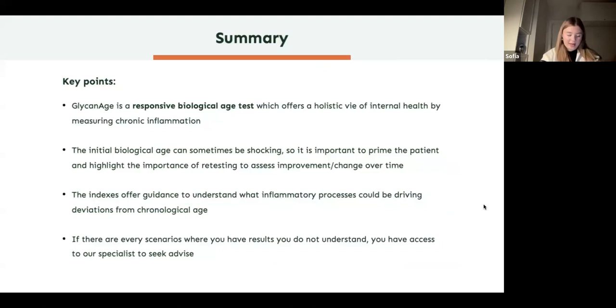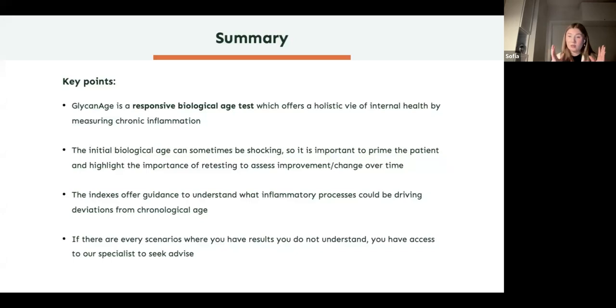So let's sum it up. I have already been talking for an hour. Let's extract some key points from this presentation. What we learned is that GlycanAge is a responsive biological age test which offers a holistic view of the internal health of your patient, and it measures chronic inflammation. We also know that the initial biological age can sometimes be shocking, so it's important to let the patient know that this is very changeable, and also we need to emphasize the importance of retesting to assess improvement or change over time.